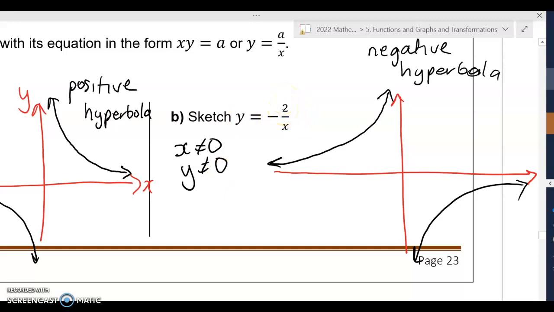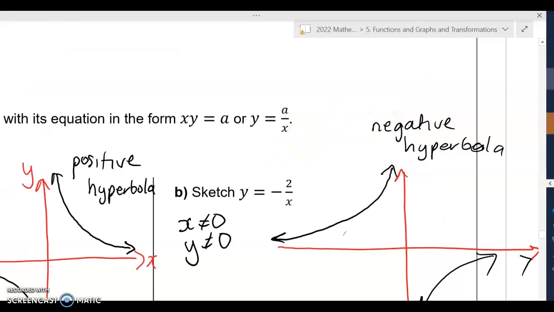What the 2 does is just move the graph further away from our asymptote. So if that was a minus 1 over x, our graph would sit down here and up here. So the 2's just pushed it a little bit further out from our 1 over x. So it's just pushed the 1 over x out to become 2 over x. So the 2 just makes it bigger. If we had 3 over x, it would be a little bit further out again.